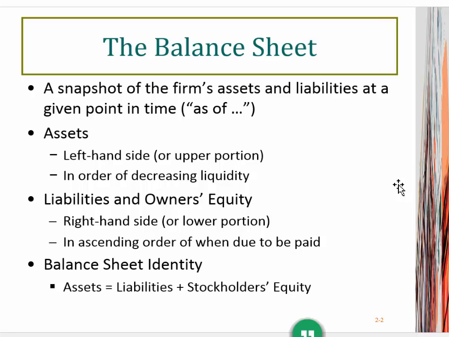Liabilities and owner equity are on the right-hand side. Again, they are essentially just describing where the money came from in order to buy the assets. So the left-hand side is all the things we've purchased, and the right-hand side really reflects just where the money came from to buy those things. The balance sheet identity, or the accounting equation, is assets equals liabilities plus stockholder equity.